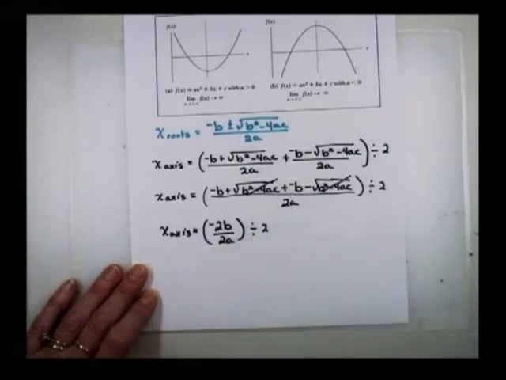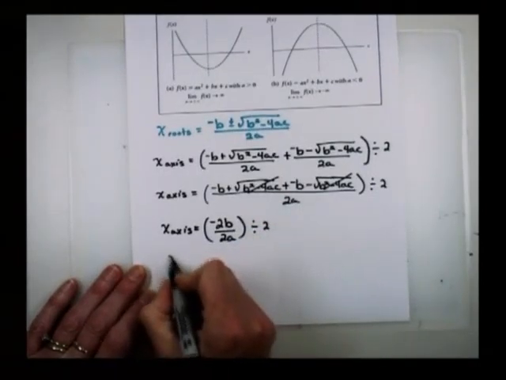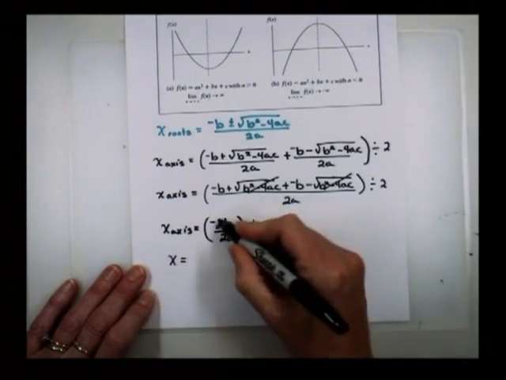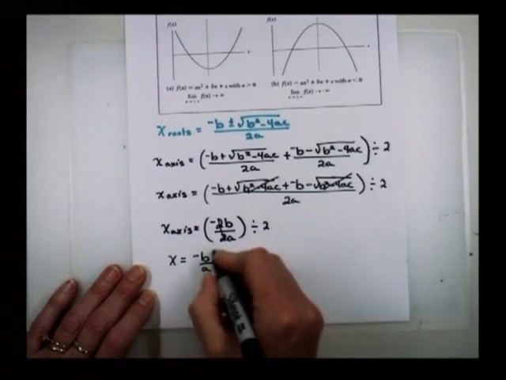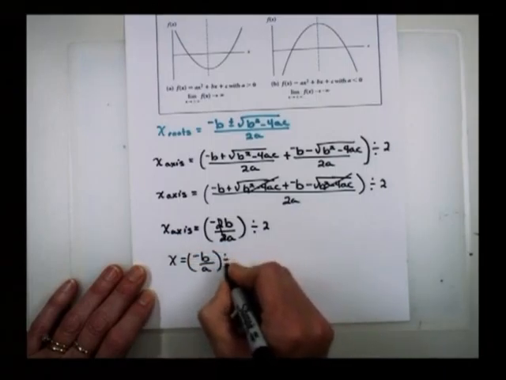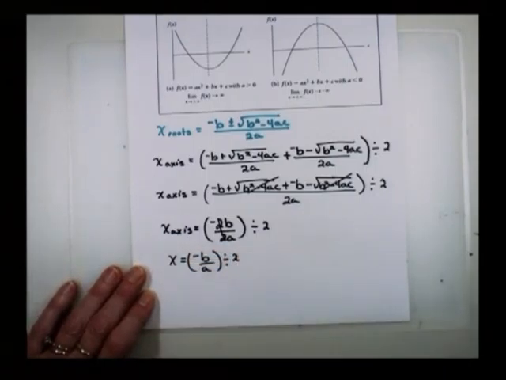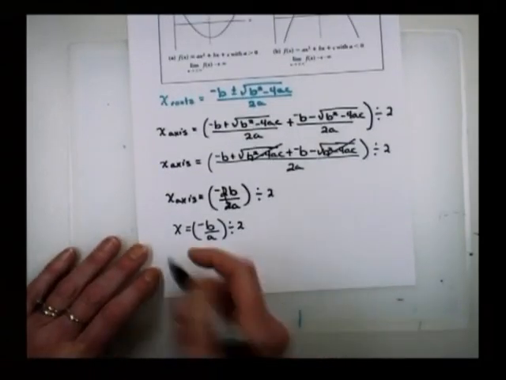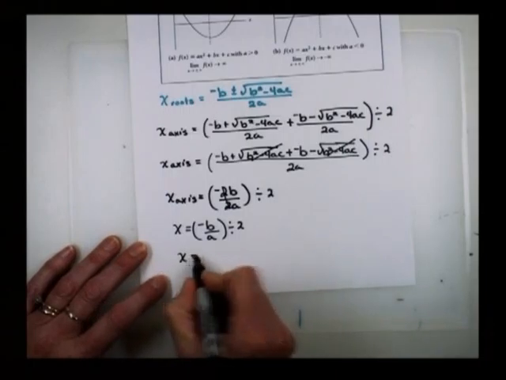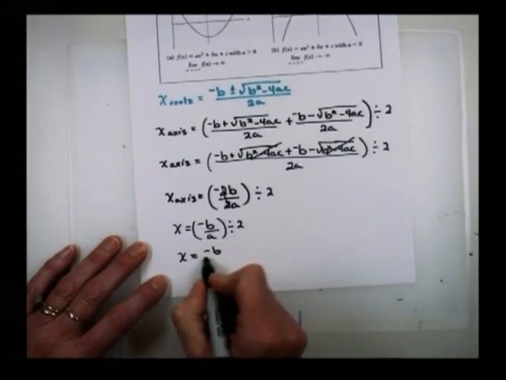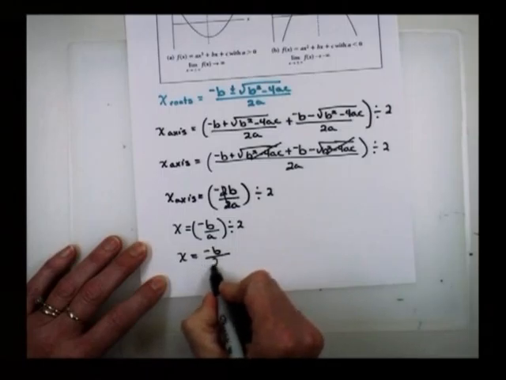Divided by 2. All right, so my x is equal to, these 2's will cancel, negative b over a divided by 2. All that work for a little tiny equation. The equation for the axis of symmetry is x equals negative b over 2a.